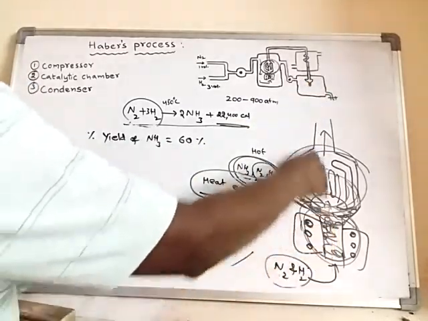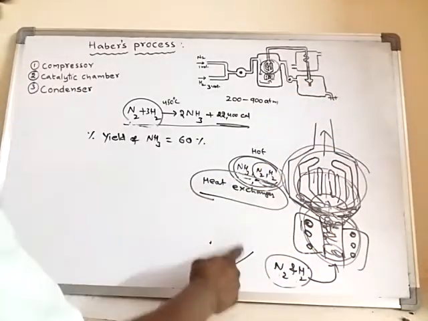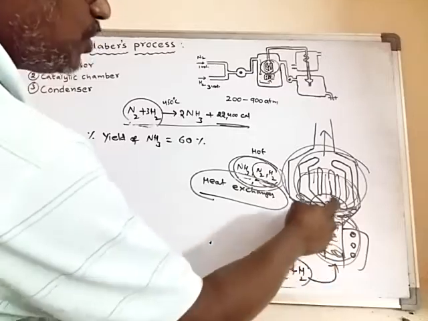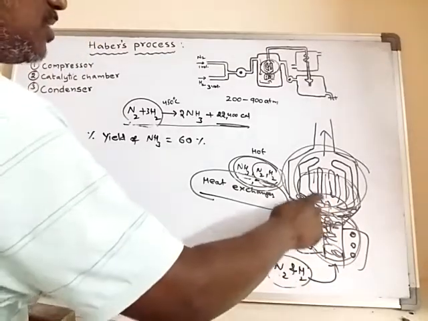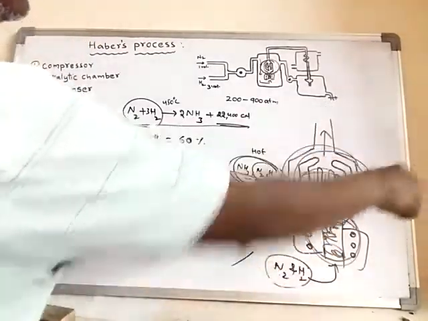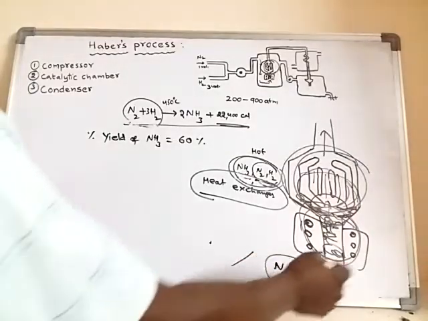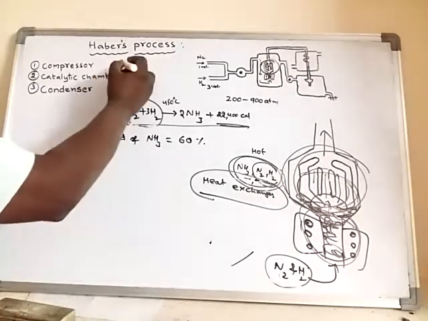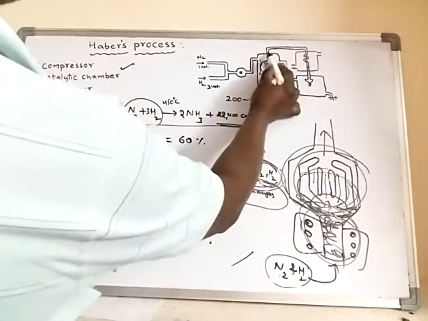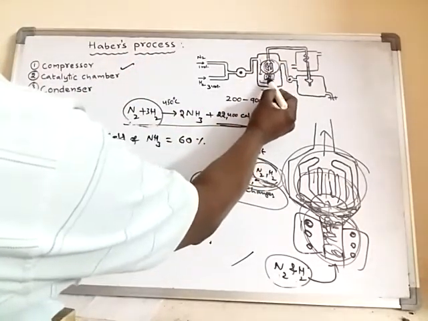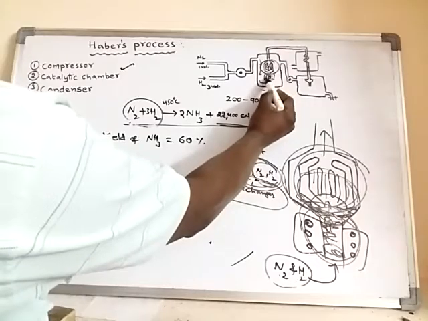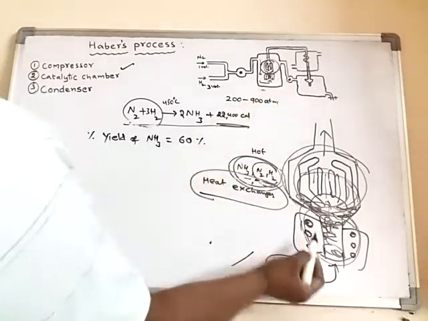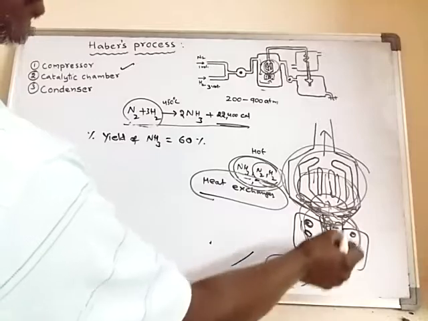So this is a continuous process. Again fresh nitrogen and hydrogen will enter into this one. So the process will occur continuously. Here this chamber is said to be the catalytic chamber. In the catalytic chamber you will find a pipe which has catalyst, and also this pipe which has catalyst.